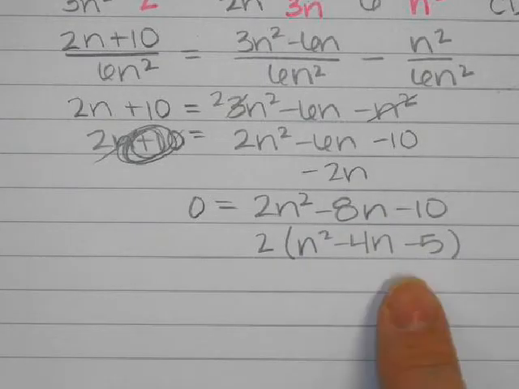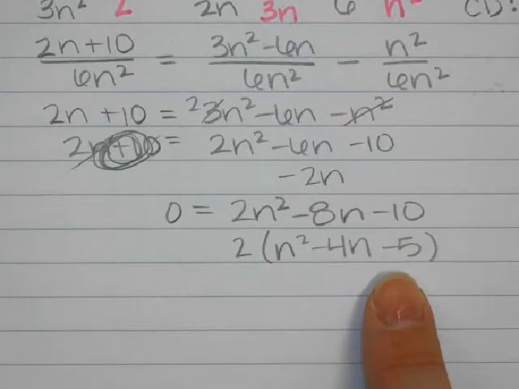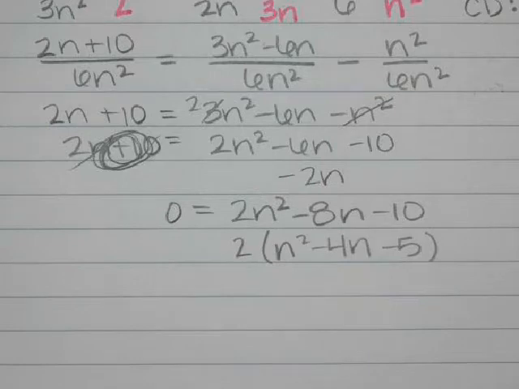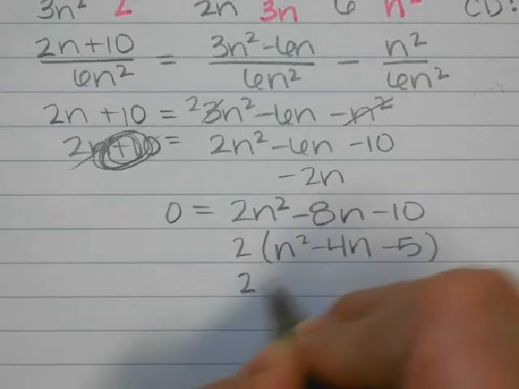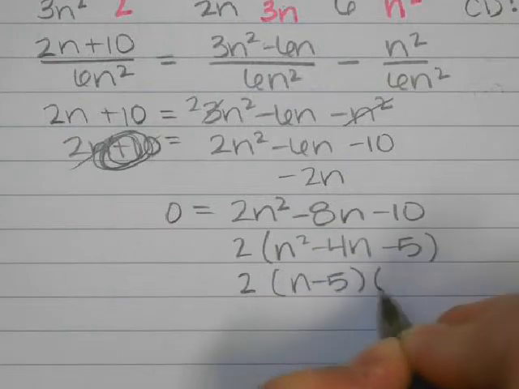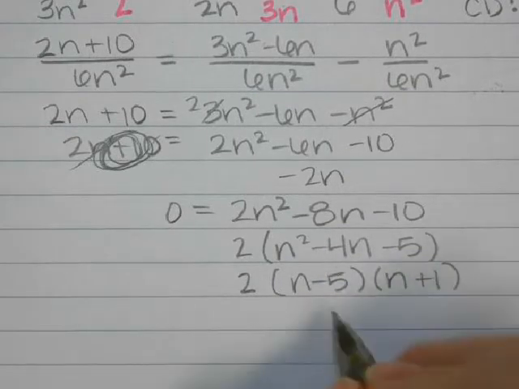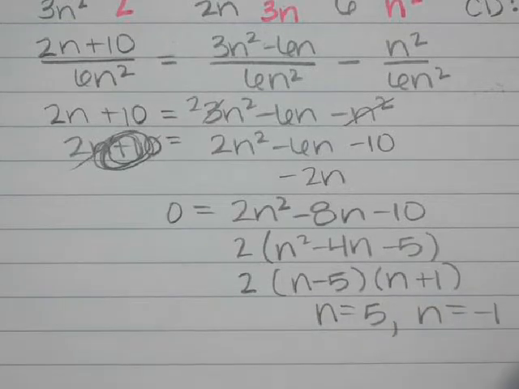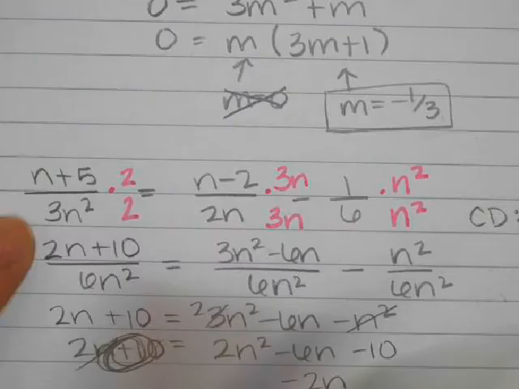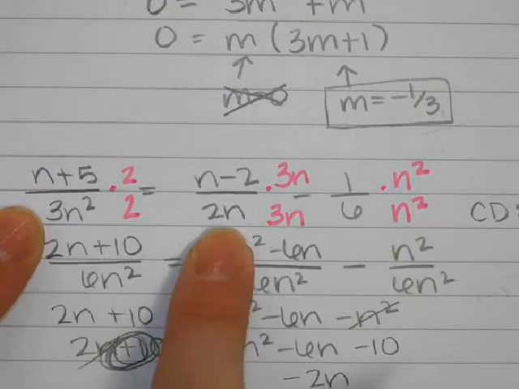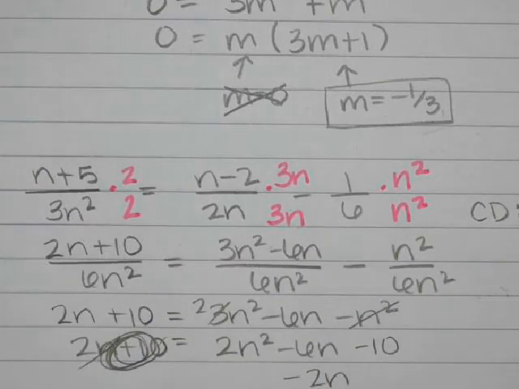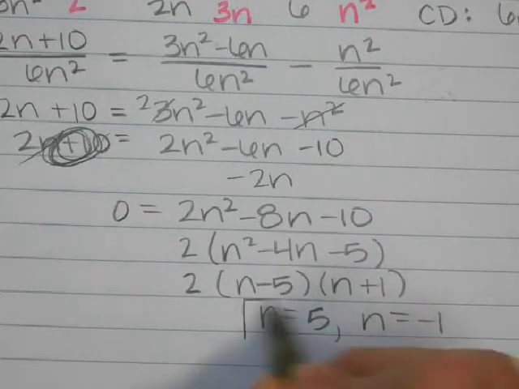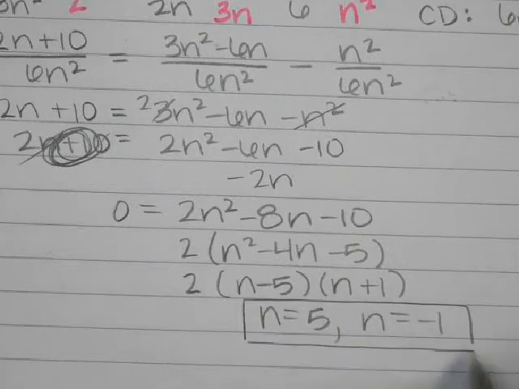And so to factor this, I'm looking for two numbers that multiply to -5 but add to -4. And so that would be -5 and 1. So n equals positive 5, n equals negative 1. And if I think about looking back at the original problem, if I was to plug those into the denominators, that would not be a problem. They wouldn't zero out. And so that means that both of these are good answers. Neither one is extraneous.